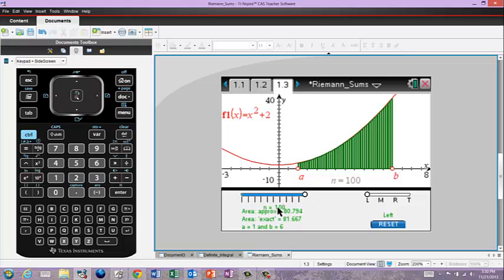Because if you look right here at 100 rectangles, the exact area is 81.667. At 100 rectangles, you've approximated it to within 1. It's 80.794. The more rectangles you have, the closer you are to the actual area. And if you look at your midpoint, it's accurate to 2 decimal places. The right Riemann sum is going to over-approximate just a little bit, and then the trapezoids is also accurate to 2 decimal places.